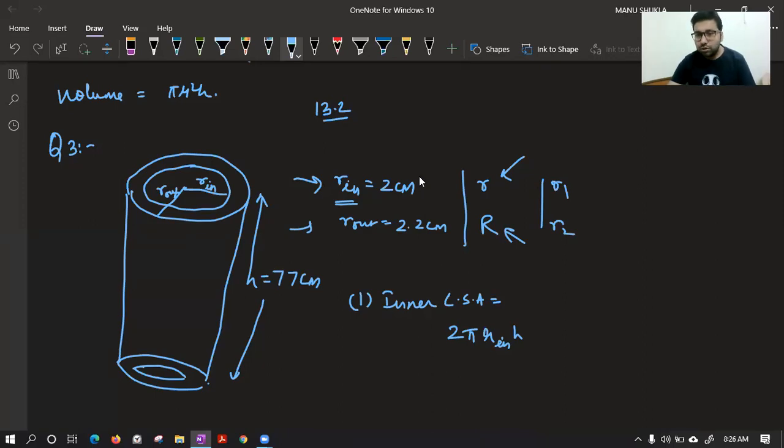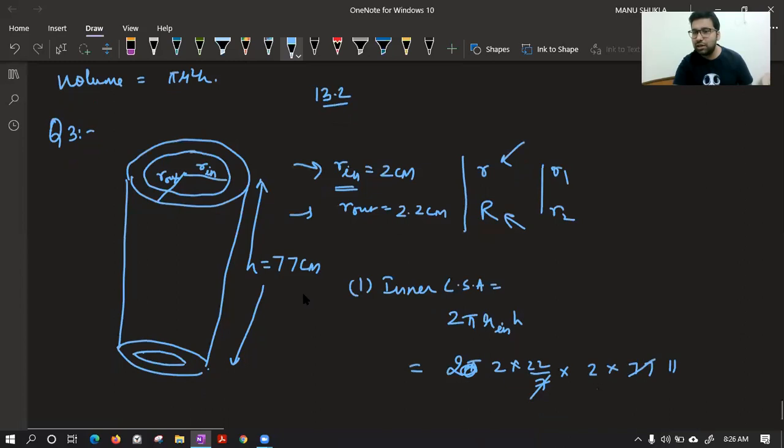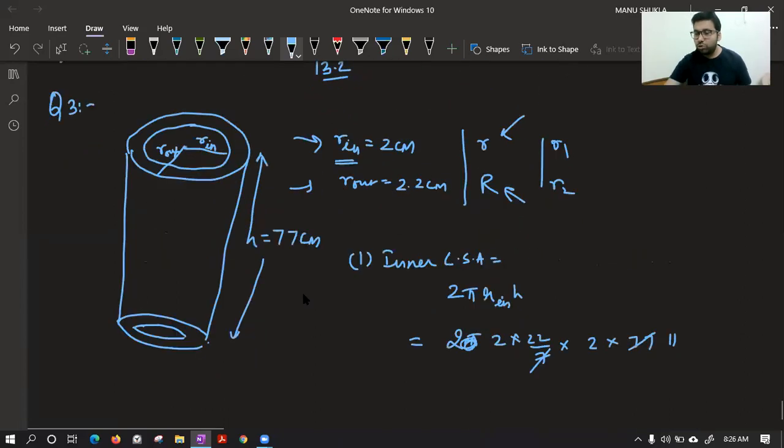Okay, so let us put the values. 2 into pi, that is 22 by 7. R in is 2, into H is 77. So we can see easily it is cutting, then you can cut it. If it was not cutting, leave it as it is. Okay, don't go for decimals. I have told you, try to prevent that decimal situation.